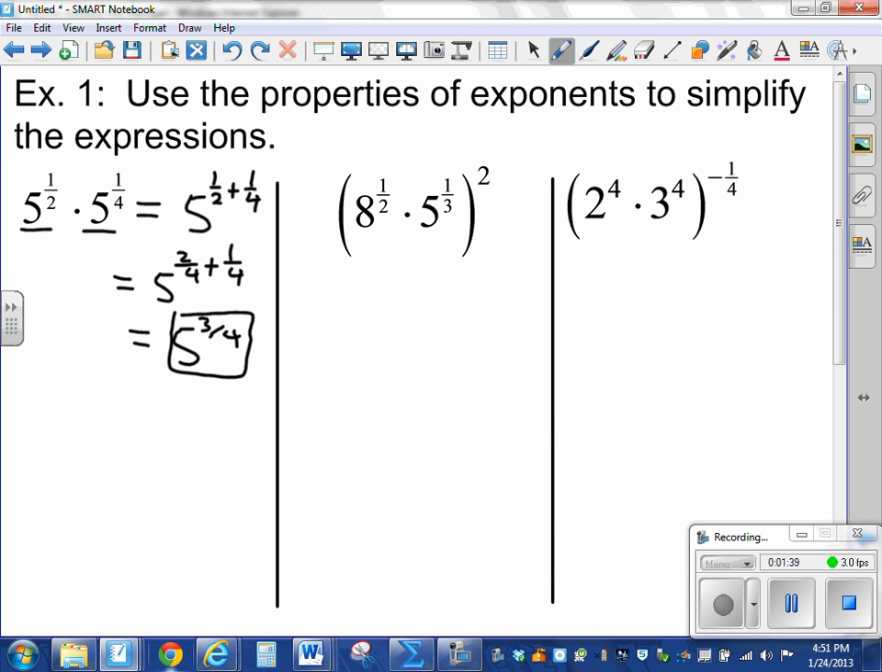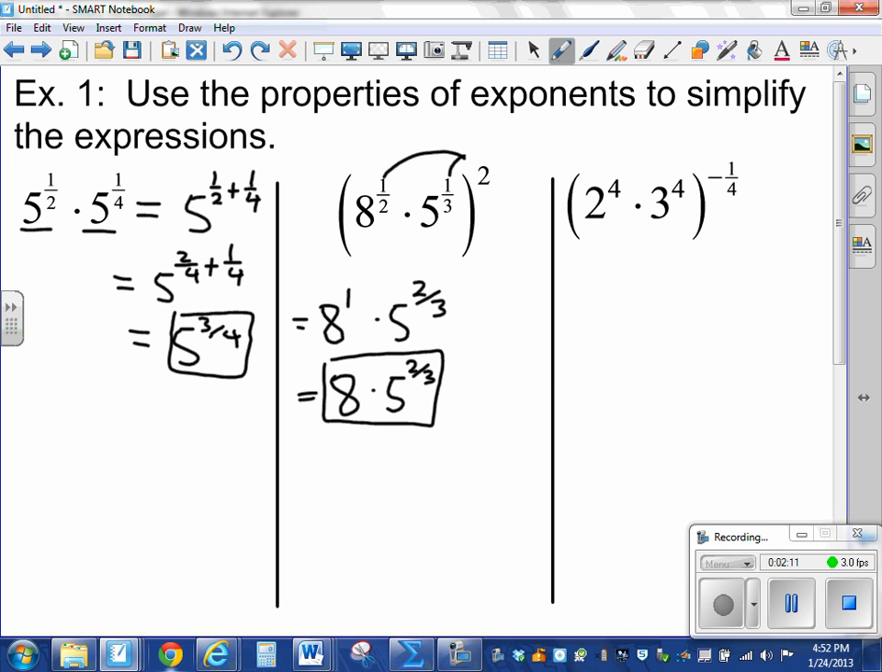Now, if you have the power of a product, then you're going to distribute the 2: multiply the 2 by the 1/2, and multiply the 2 by the 1/3. So it's going to be 8. 2 times 1/2 is 1, so 8 to the first power, times 5 to the 2 times 1/3, which is 2/3. All right, and then we're just going to leave it like that. So 8 times 5 to the 2/3 power. I'm not asking you guys to actually multiply that out. You just have to be able to use the properties here.